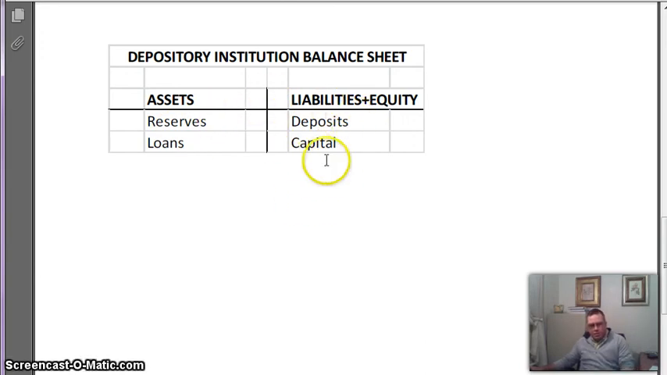Deposits is the big thing on the liability and equity side. Capital just refers to equity at a bank. It's called regulatory capital. We don't call it equity, we call it capital. Every other balance sheet we call it equity. But deposits is the much bigger one, and that's everybody that's gone in and deposited their money at a bank. When you deposit your money, that's a liability for the bank because they have to give it back to you. It's not their money.